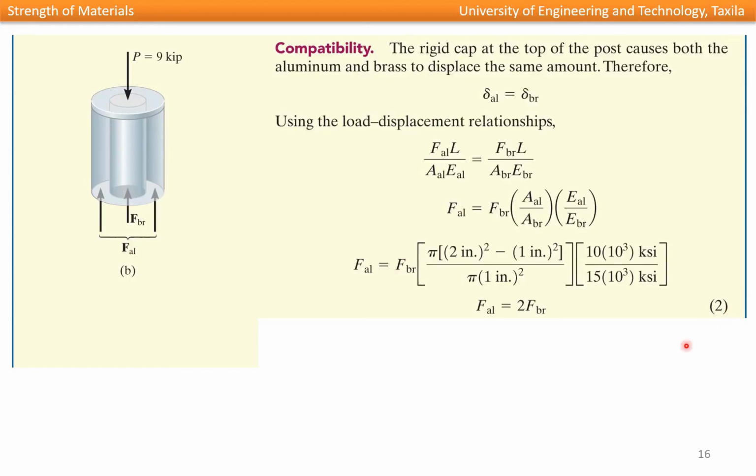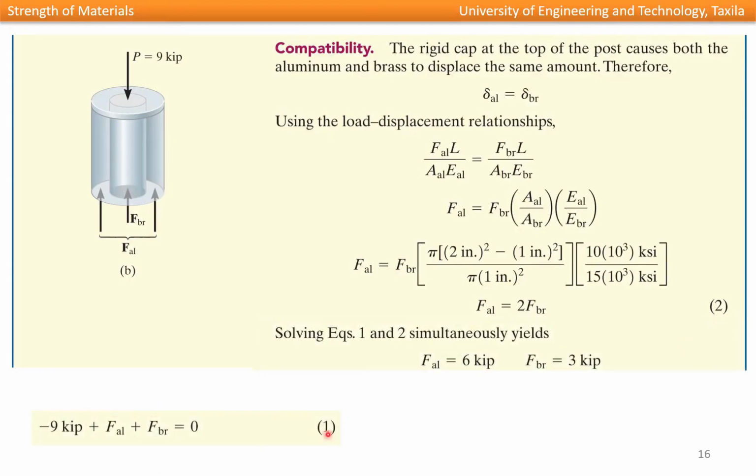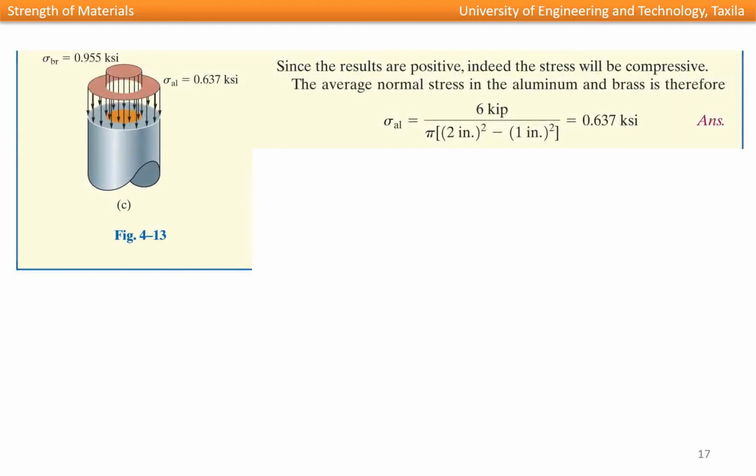Now using the first equation, which is the equation of equilibrium, here we have two unknowns, and this is the second equation which is obtained from the compatibility condition. So here we also have two unknowns. So solving them simultaneously, we can find the force in aluminum and the force in the brass, which are 6 and 3 kip respectively. Since the results are positive, indeed the stress will be compressive.